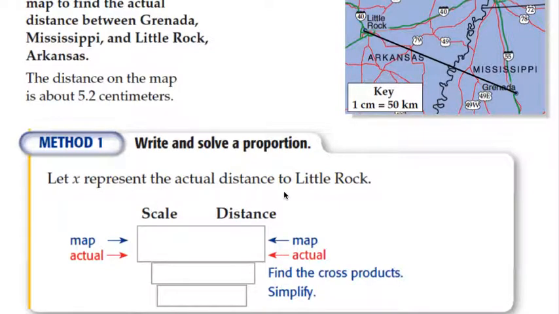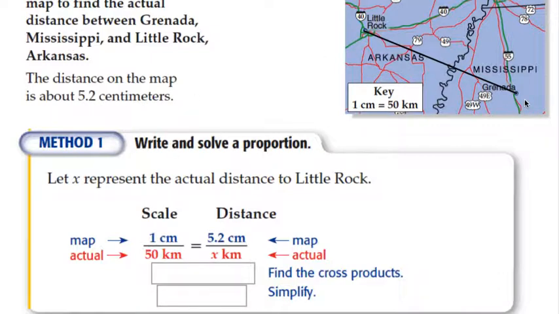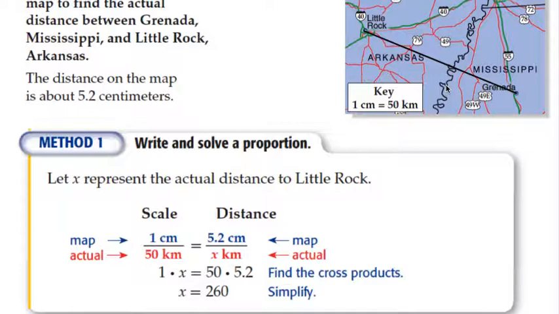So if we let x represent the actual distance to Little Rock, we can say 1 centimeter is to 50 kilometers from our key. Okay, 1 centimeter on the map represents 50 kilometers in actual life. And on the map we have 5.2 centimeters is what we measured between those two towns. And that's equal to our unknown kilometers. So once we have a proportion set up, we can do the cross products and multiply. 1 times x equals 5.2 times 50. When we multiply the 50 times 5.2, we get 260. And remember, our units for x were in kilometers. So that tells us it is 260 kilometers between those two towns.